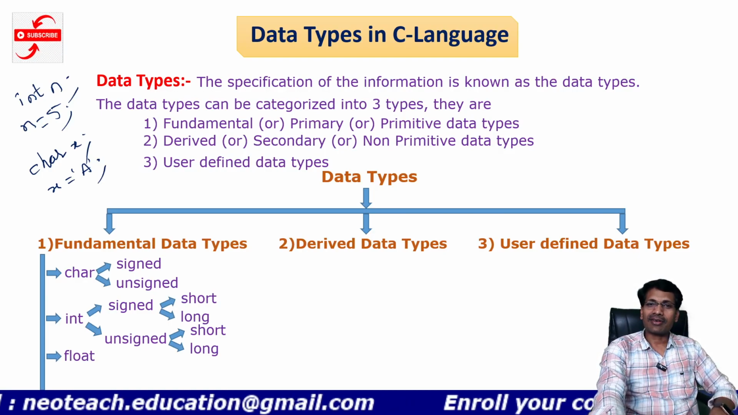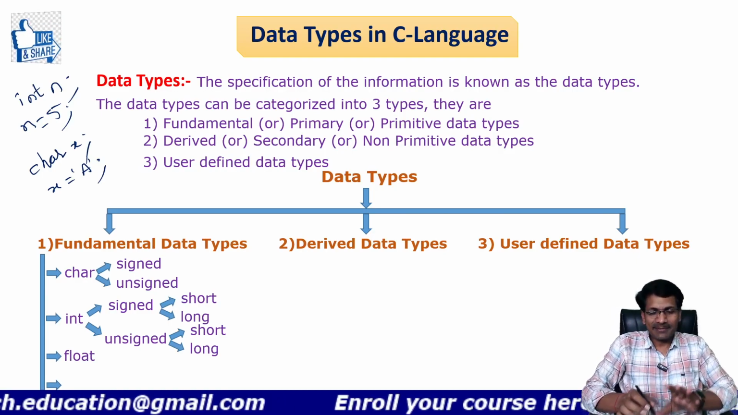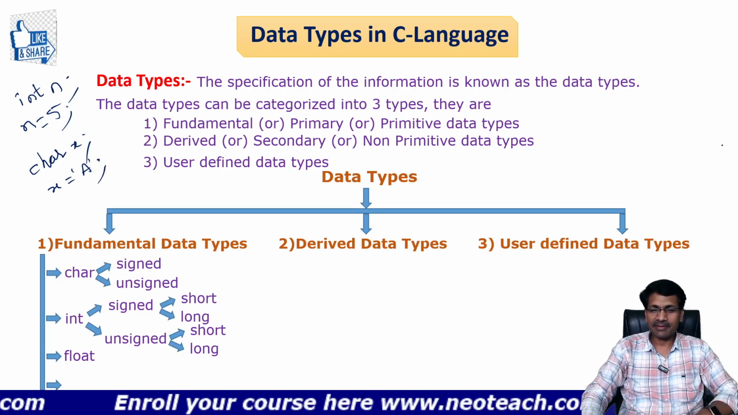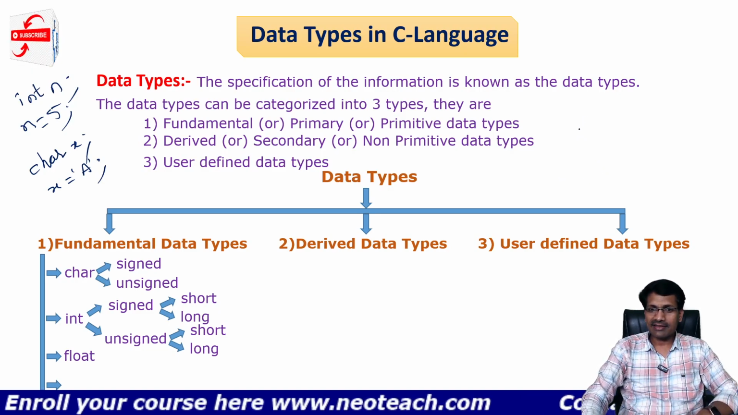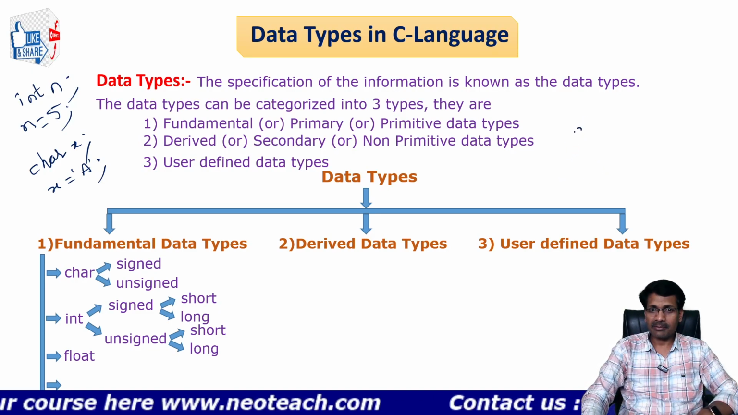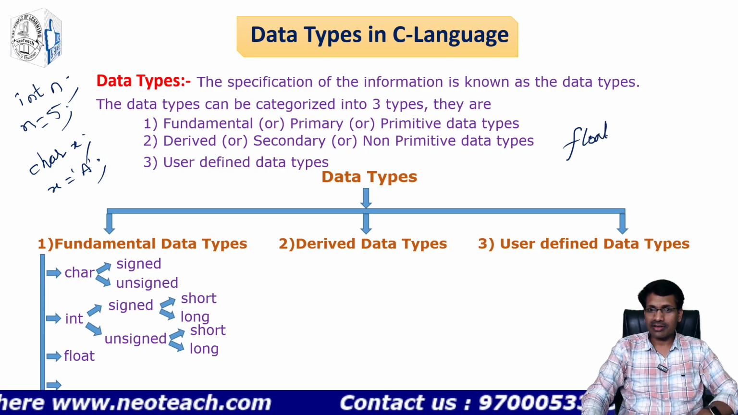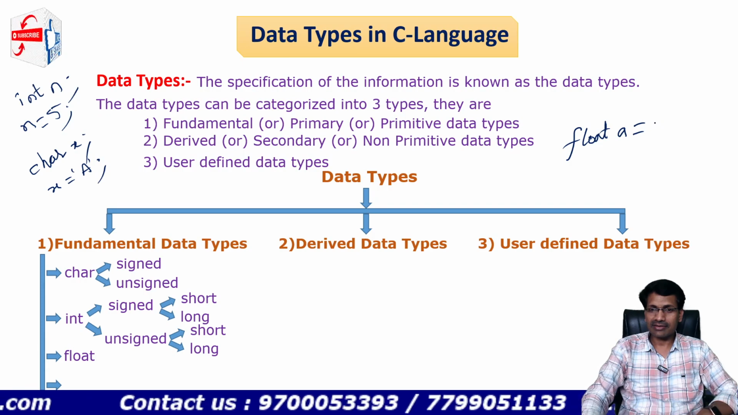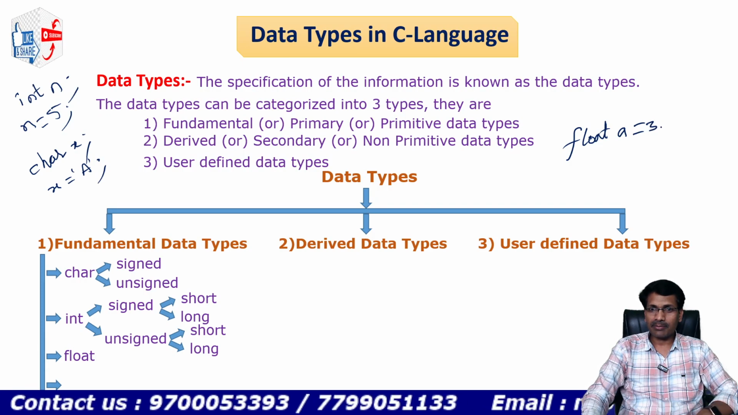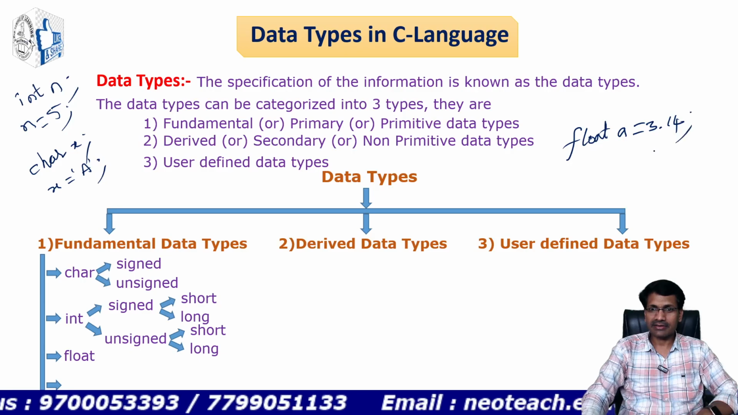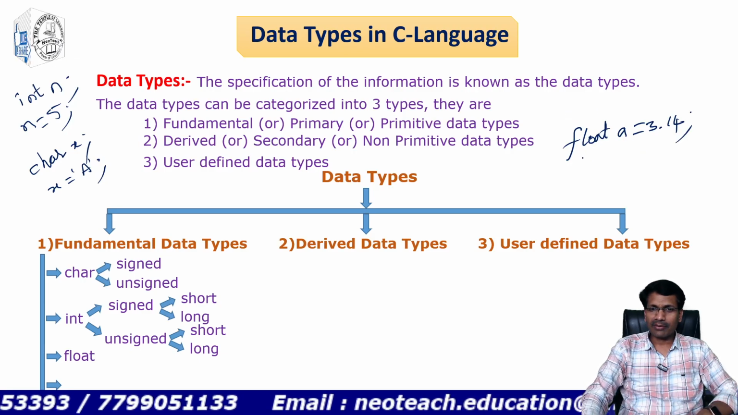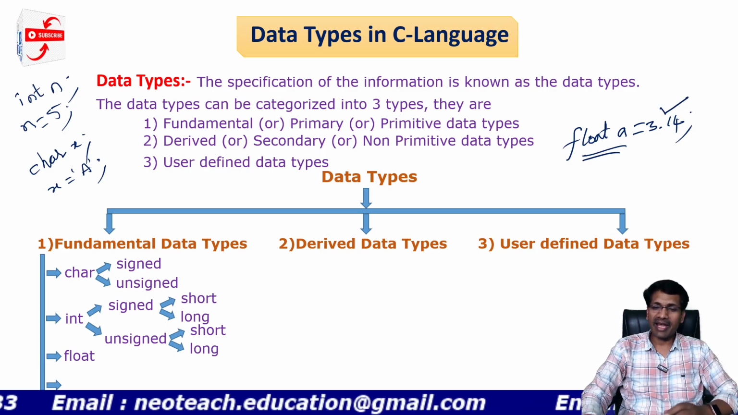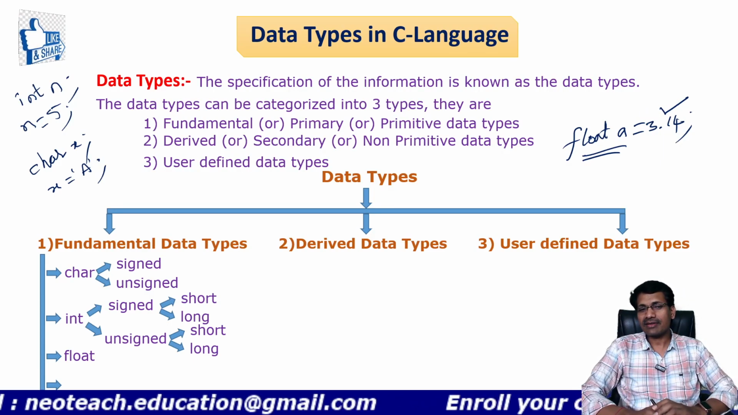And the next one is called float. Float is especially used to handle floating point values. Floating point values means I want to handle some value like, suppose I am taking float a equals 3.14. So a float variable can hold that floating point data. To handle such pointed values we can use float.